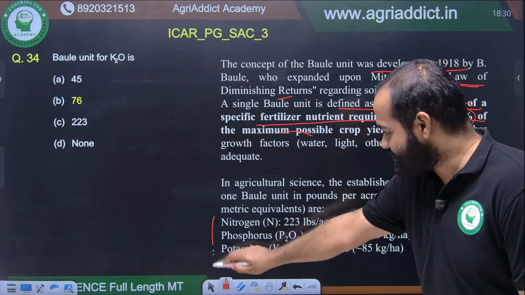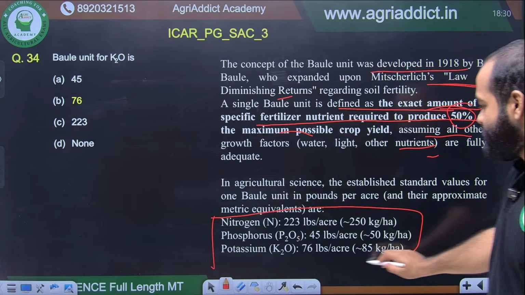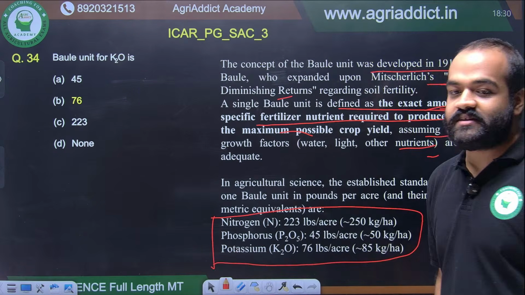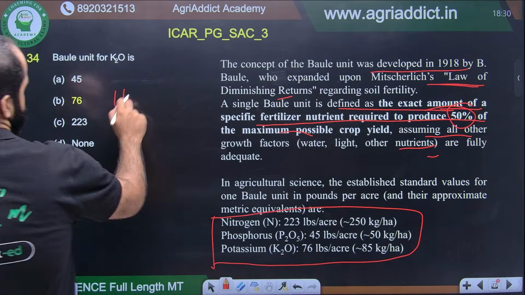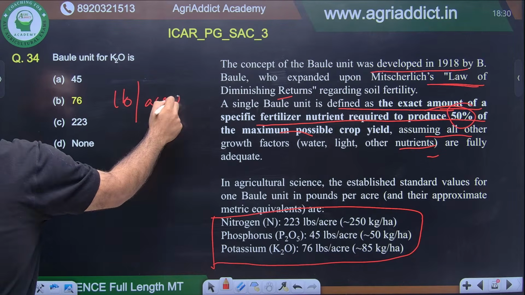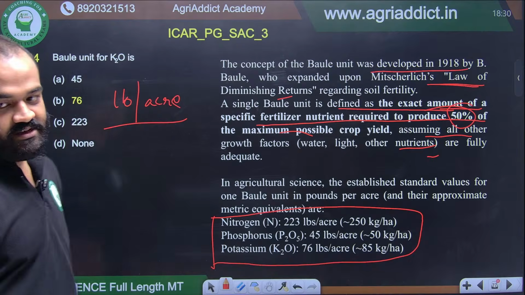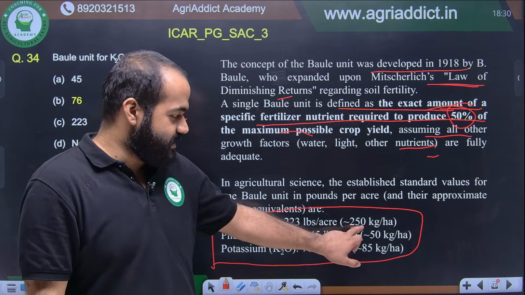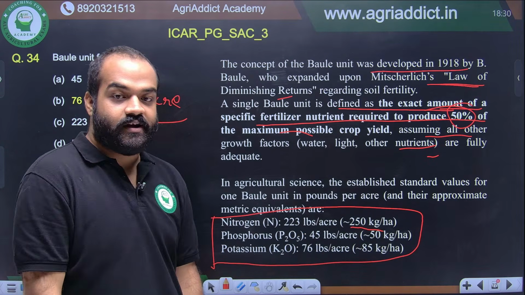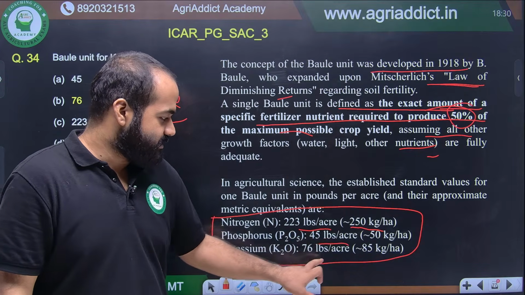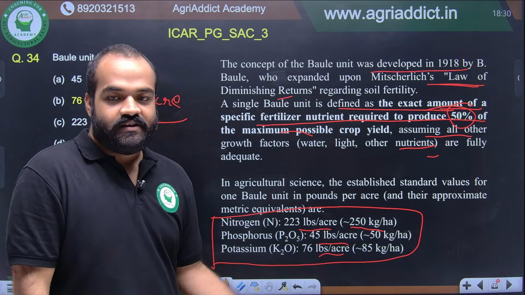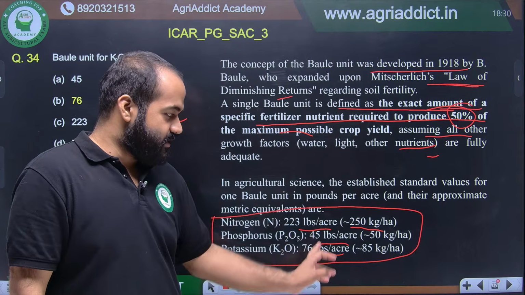So these are the standard values that are established. Actually ये जो values है इसका unit भी याद रखना. Units are very important. The units are pounds per acre. उसको अगर kg per hectare में दे दिया so you have to convert. If it is asked in kg per hectare, you have to convert. These values are given in pounds per acre.